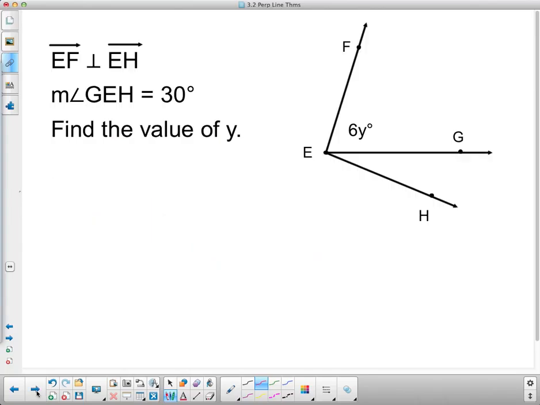Okay. So let's see if you can do a little bit of using those theorems. Okay, so here's a sample problem. Read through what it says and tell me what to mark on the picture.